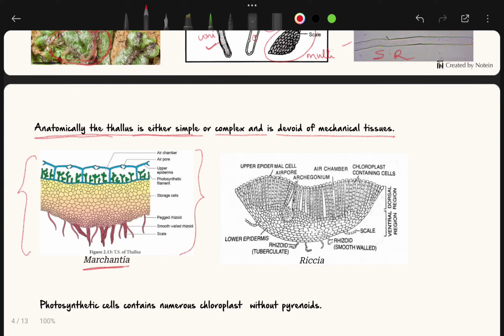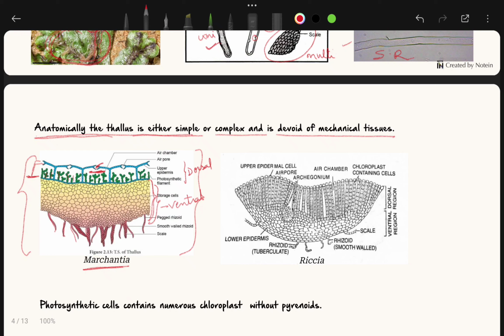So what you'll find is that on the dorsal region of the plant, you will find photosynthetic filaments. You will also find the presence of air chambers. You will also find the presence of air pores. And on the ventral surface, you will find that this region will consist of storage cells. They will store starch. And then you will also find the presence of rhizoids and scales.